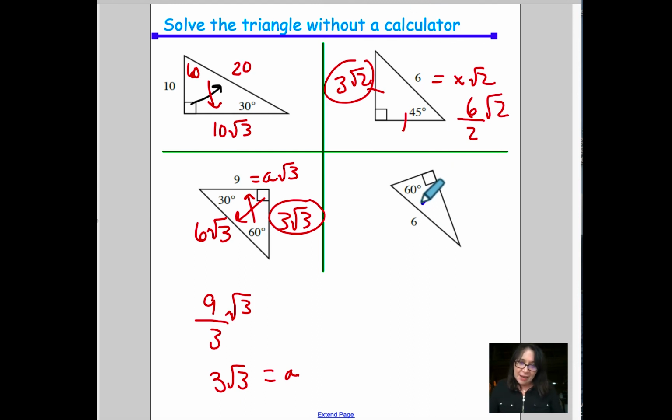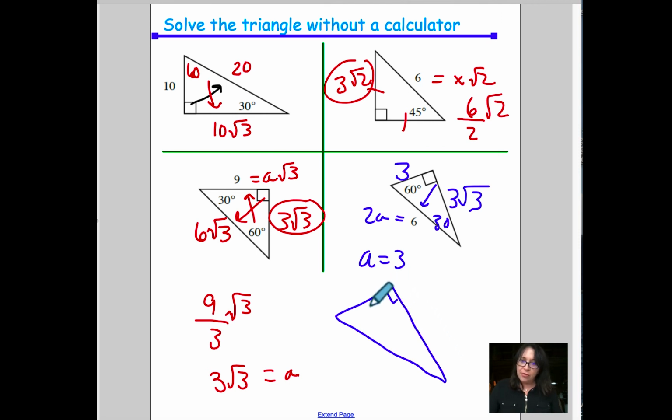Opposite the 90 is equal to 2a. A is across from the 30. So then if a is equal to 3, across from the 30 is 3. Across from the 60 is going to be a, which is 3, and then root 3. So without a calculator, what you're doing is you're allowing yourself to get what's called an exact value. Okay? And an exact value is not a decimal equivalent. I can absolutely take this same triangle that I just did right here with the 60 and the 30 and put myself right here, okay?